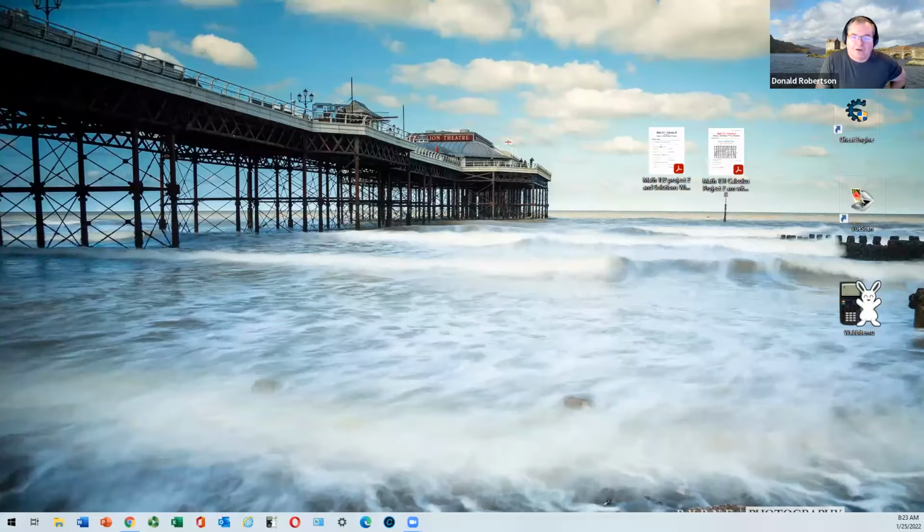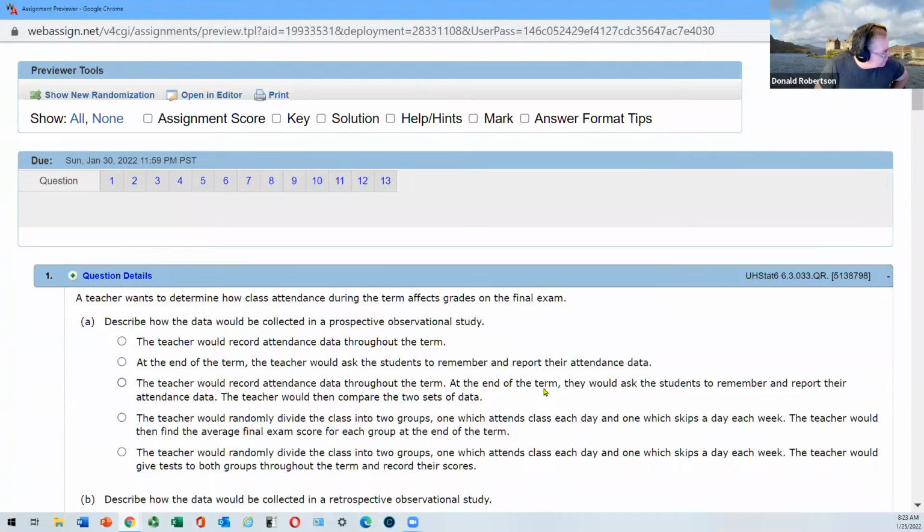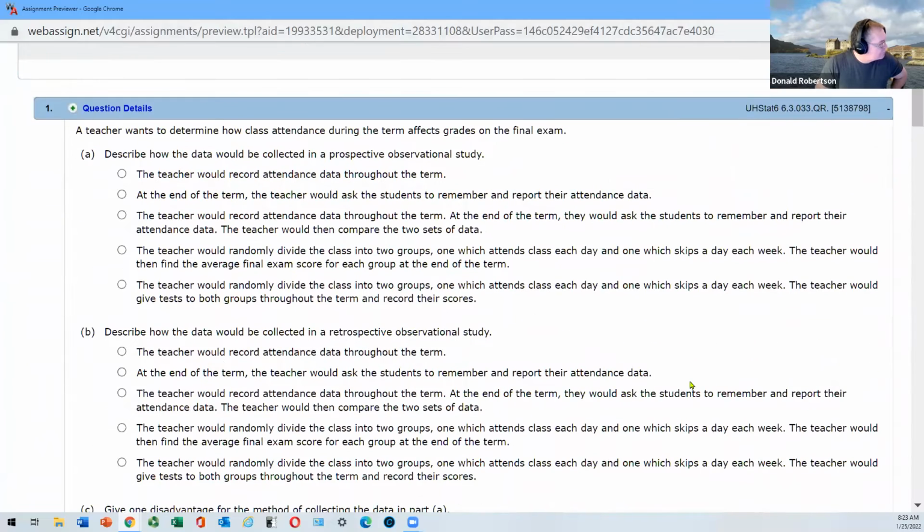So we are finished the section. If you give me a few moments, I'll start the next one. And the next one is examining relationships. So it's still in chapter 6. Get my headings written up.